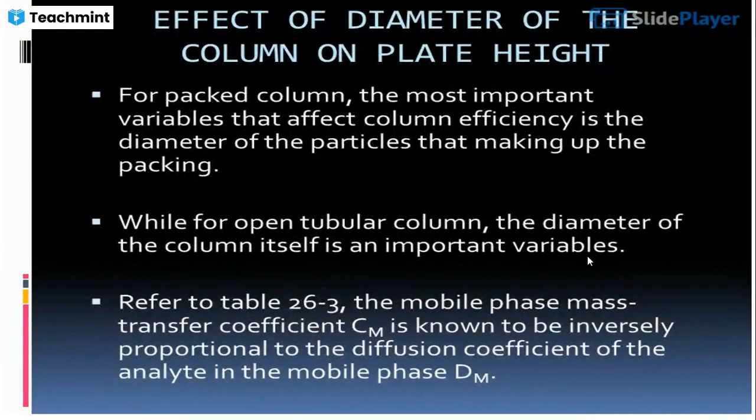For packed column, the most important variable that affects column efficiency is the diameter of the particles making up the packing. While for open tubular column, the diameter of the column itself is an important variable. Refer to Table 26-3. The mobile phase mass transfer coefficient, C_M, is known to be inversely proportional to the diffusion coefficient of the analyte in the mobile phase, D_M.